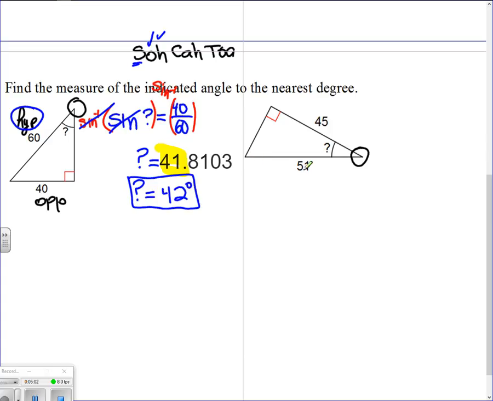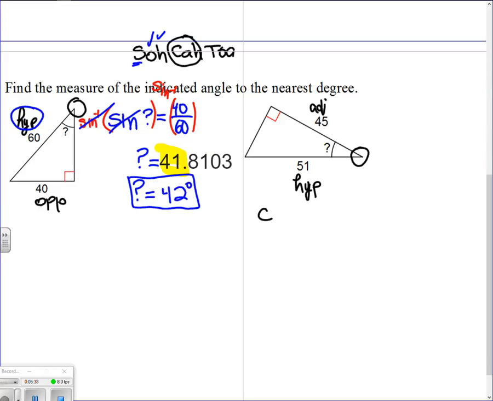Now I need to determine if these are opposite, adjacent, or hypotenuse. This is the longest side and it's opposite to the 90-degree angle, so this will be the hypotenuse. Now, this side right here is right next to the angle that I'm standing at, so this will be the adjacent, right next to me. Now I need something that has hypotenuse and adjacent, and that'll be the cosine.